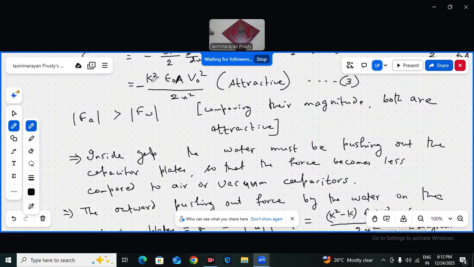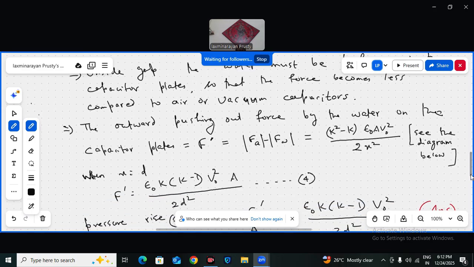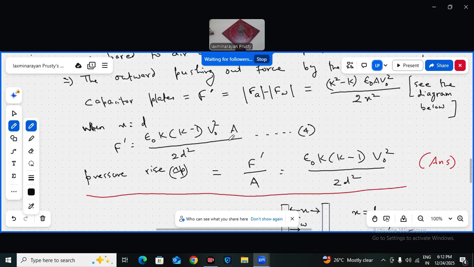This is common. For air it is k square, for water it is k. So this difference is the F dash. F dash is the outward pushing force by the water on the capacitor plate. So we found F dash to be this. So the plate also will push back the water with the same force. So the pressure increases in the gap on the water.